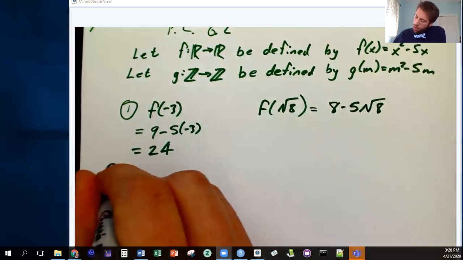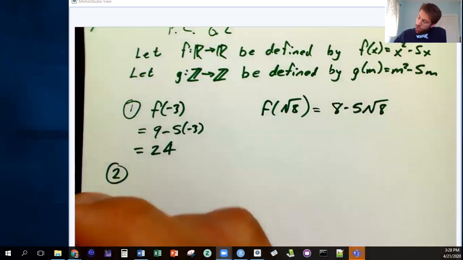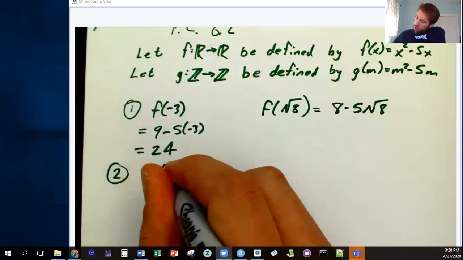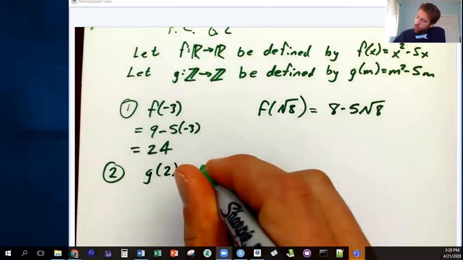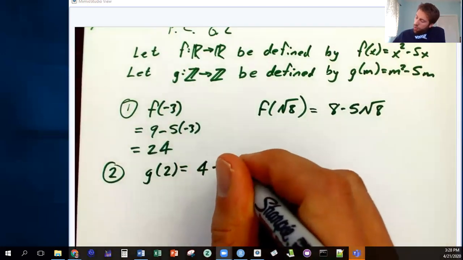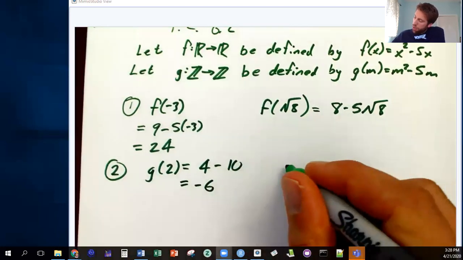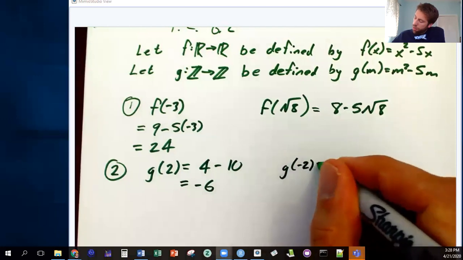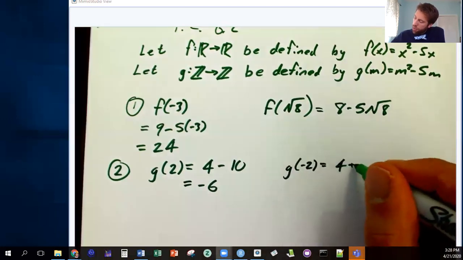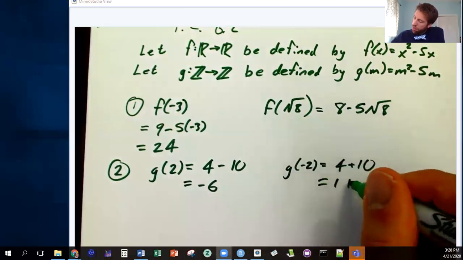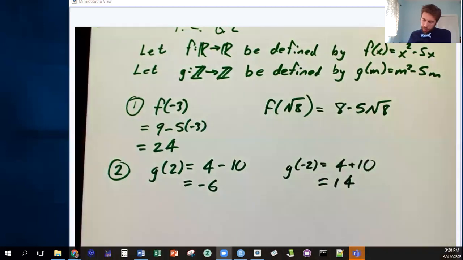Okay, number two, let's find g of 2. G of 2 equals 4 minus 5 times 2, which is 10, equals negative 6, and g of negative 2 equals 4 plus 10. That's equal to 14. All right. Number 3, determine the set of all preimages of 6 for the function f.